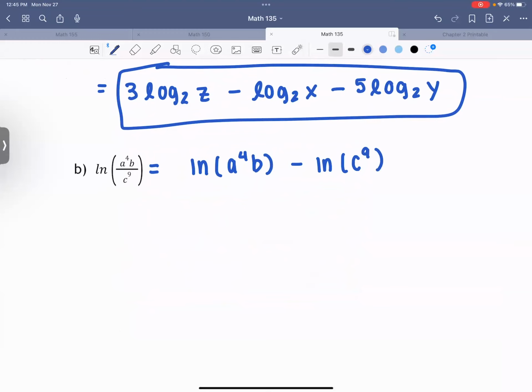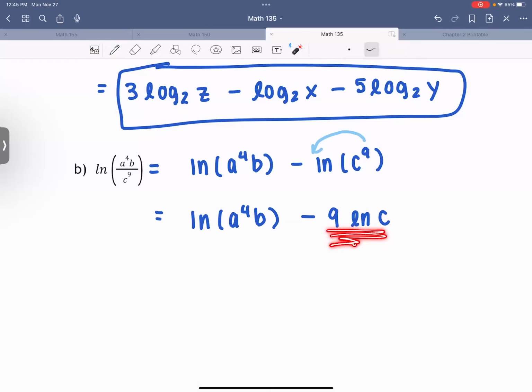Any ideas on what I can do first? Yeah, good. Is that what you're going to do, Evan, too? Yeah, good. That 9 goes up front, right? That's a pretty easy property to apply. Let's go ahead and do that. ln of a to the 4th b minus 9 ln of c. Cool. Now, this one's pretty much done. There's nothing else I can do here.